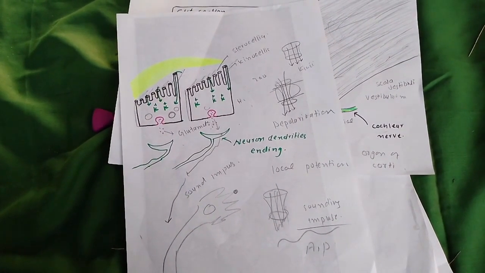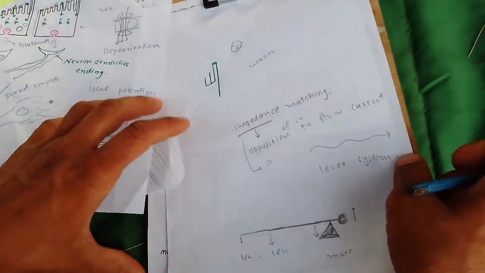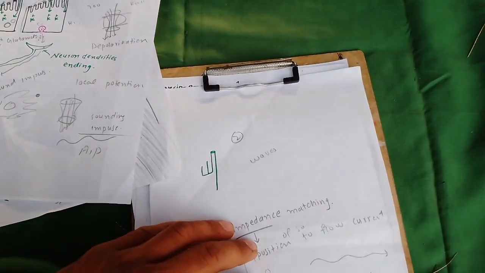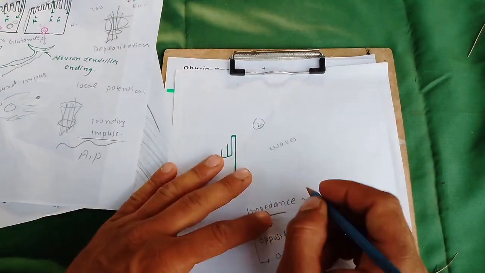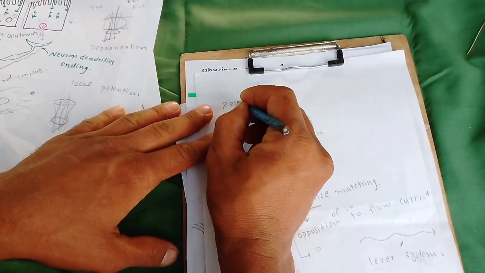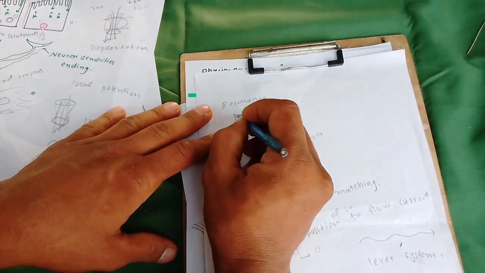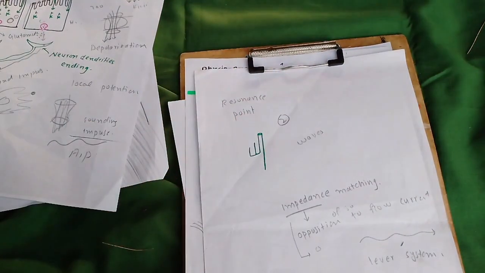Okay, another very important thing is the resonance point. What is meant by the resonance point? The resonance point is the part of the basilar membrane which is activated by the traveling wave.